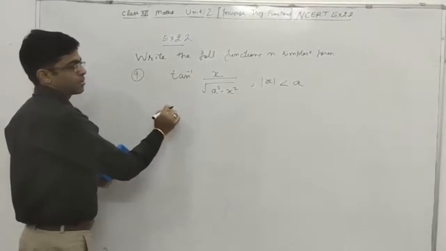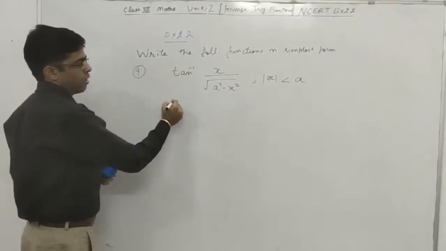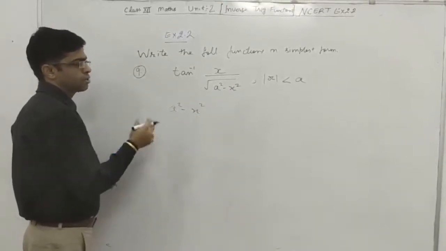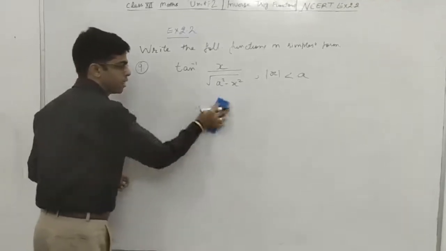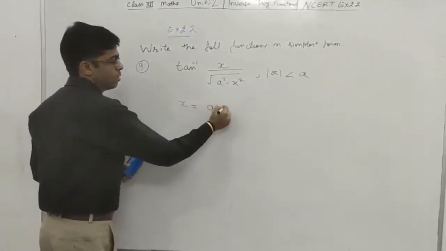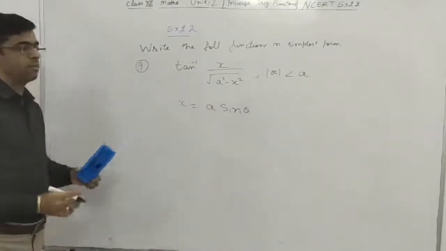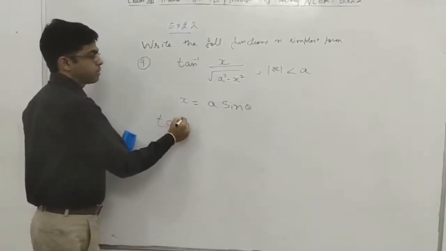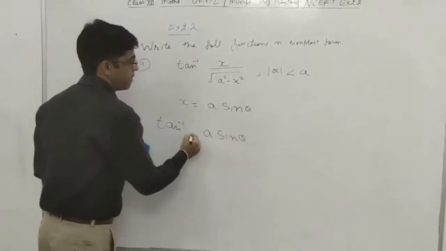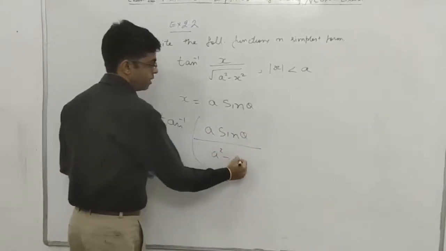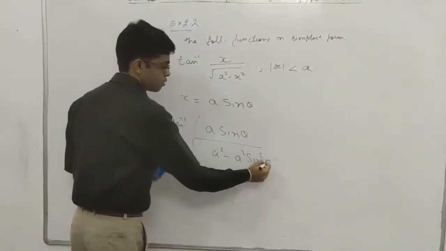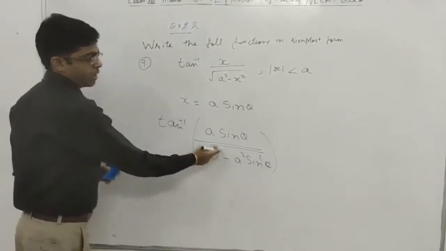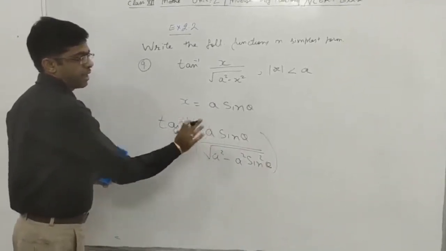So in this we will do the same substitution. Either x, because this is a square minus x square, so either put x equals a sin theta or a cos theta. I am putting x equals a sin theta, because this will be beneficial, since easily you will get tan theta. So tan inverse a sin theta upon square root of a square minus a square sin square theta. A square you can take common under the square root, so a will come outside and the a and a will cancel out.